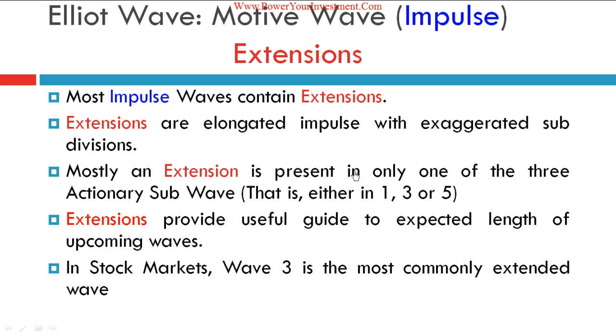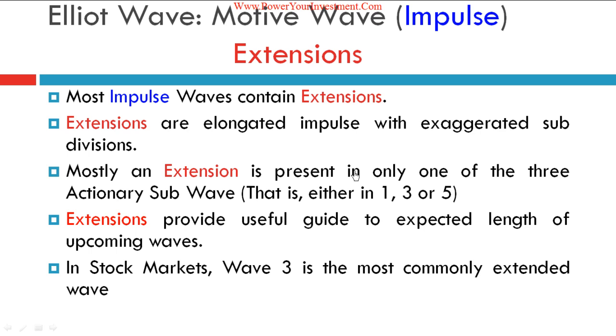Now before moving forward, there's a concept called extensions within the impulse waves. Why is this concept important? Because most of the impulse waves that you will encounter will have extensions within them. Extensions are nothing but elongated impulse. It's an elongated impulse with an exaggerated subdivision. Now this point will be more clear in the next slide, where we'll actually take an example of an extension.